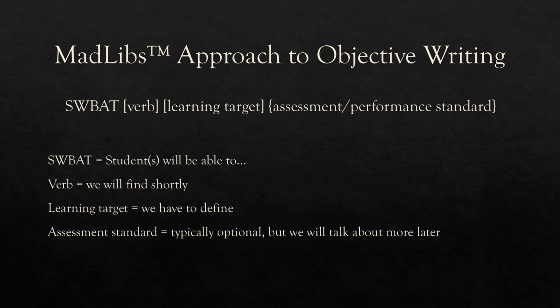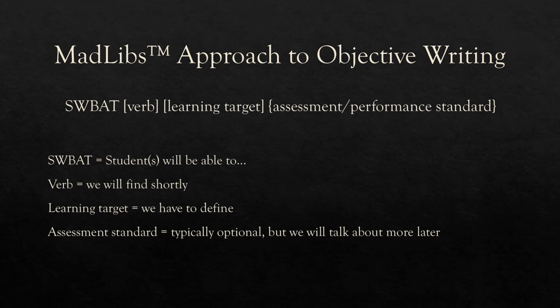Now, granted, if you're writing this on a computer, you can cut and paste the actual students will be able to, and writing SWABAT might not save you that much work. But if you're doing it longhand, if you're actually writing on a piece of paper, then SWABAT makes a little bit of sense and saves you some time. Now, once we have students will be able to, that to is the first half of an infinitive verb. So we need a verb. So the next thing is we're going to put in a verb, and we'll talk about where to find those verbs in a moment.